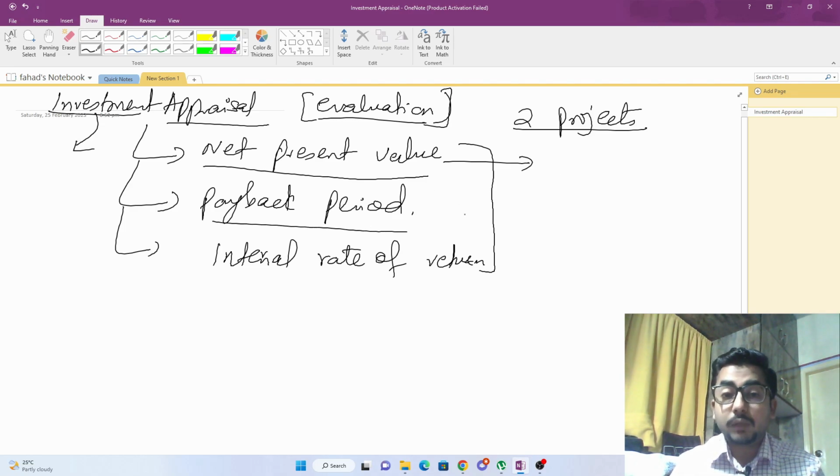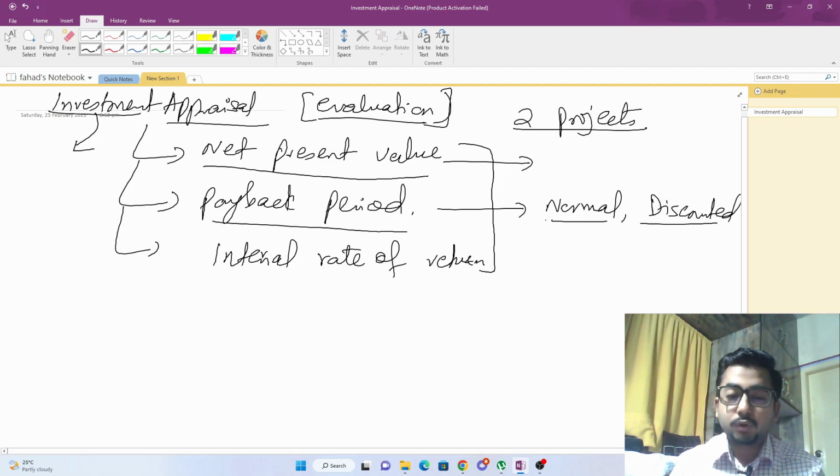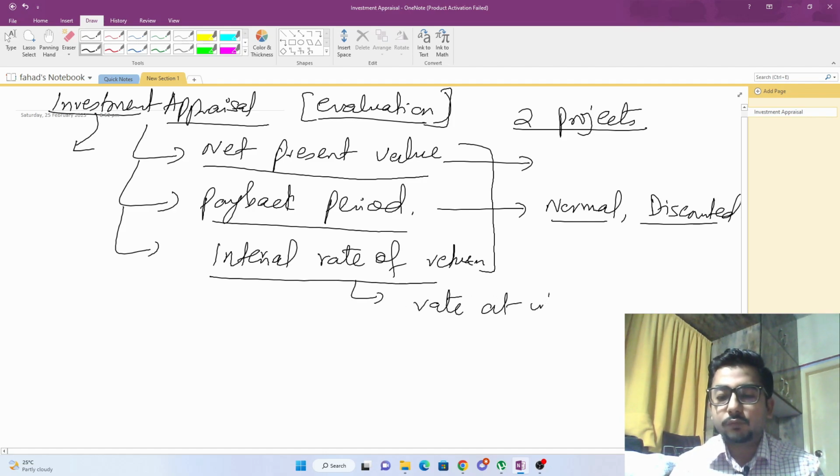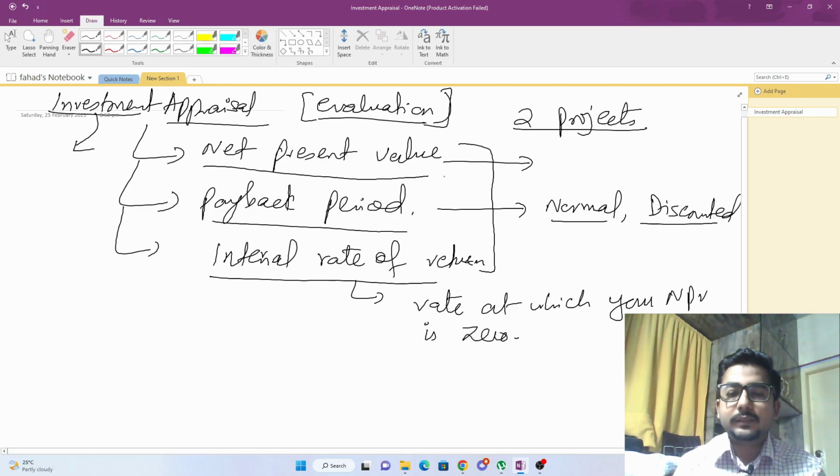Payback period, there are 2 types of payback period. One is a normal payback period, and another is a discounted payback period. What is a discounted payback period? What are these factors? What are these things? You will get to know in a short while. Internal rate of return is the rate at which your NPV, that is net present value, is 0. Okay, and this is net present value.